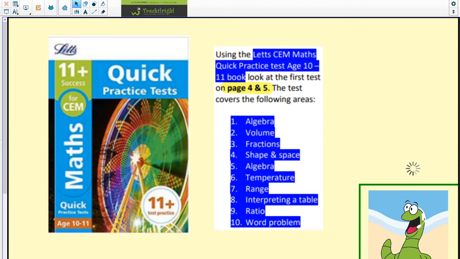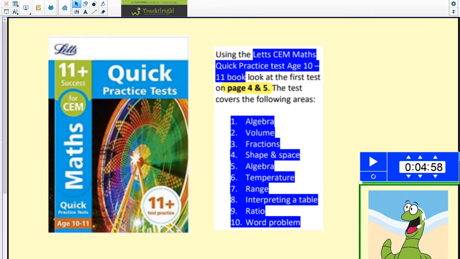What you'll need today is this book here, which is your 11 plus for CEM Maths Quick Practice Test book, and it looks like this. And so I suggest you take a moment to get this out, also a nice clean pencil, and also maybe a jotter, just because it's always nice to have a bit of extra space to do some workings, be it a jotter or a blank piece of paper.